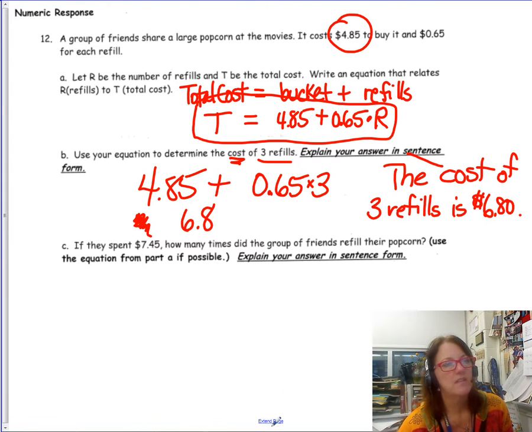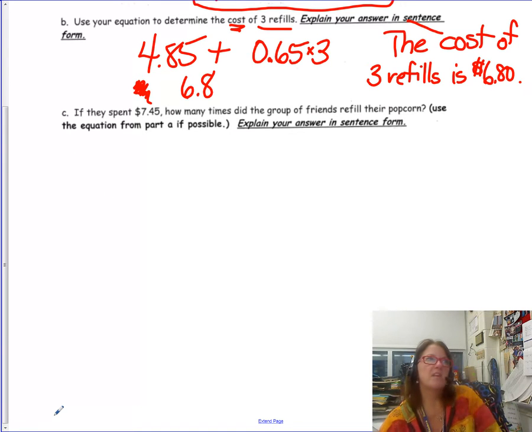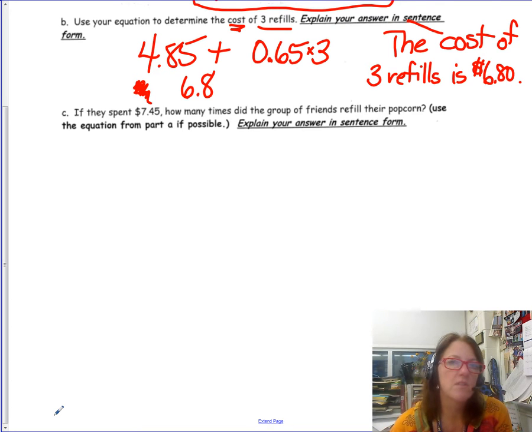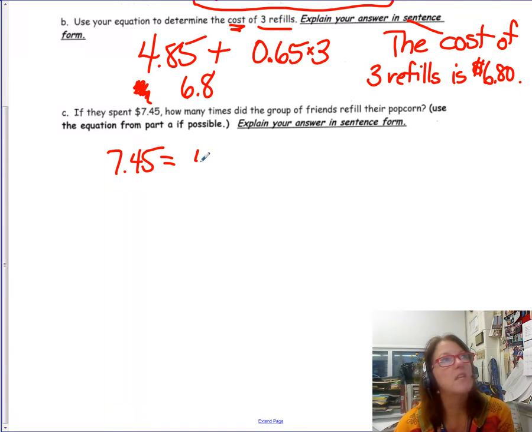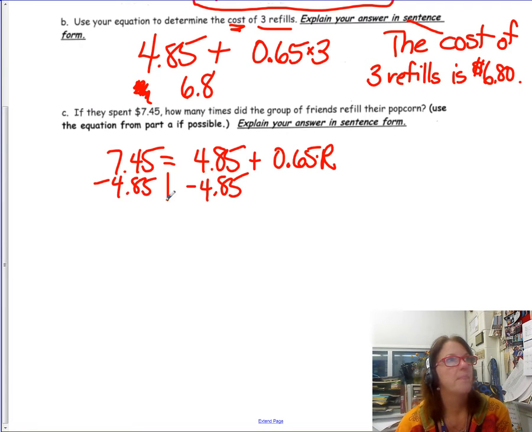Okie dokie. All right. Last but not least, here's part C. This one says, if you spent $7.45, how many refills did you get? Okay, $7.45, that's what I spent. That has to equal the first bucket at $4.85, and then 65 cents times every refill. And I don't know how many refills there were. So let's go to town here. First, you got to take off the $4.85 because that's the bucket. Algebraically, it looks like this because that goes to 0.